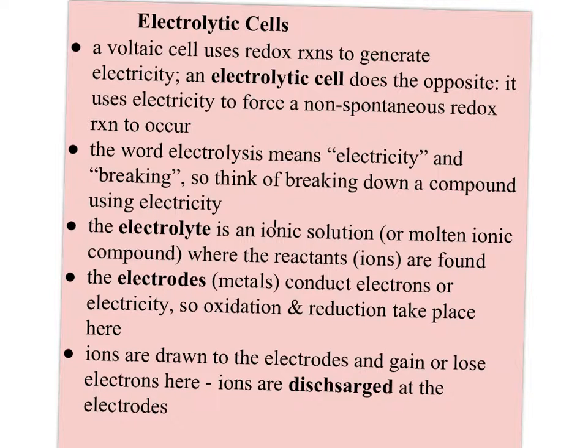The electrodes are the metals that conduct electrons or electricity, and the place where the oxidation and reduction actually take place. So the ions are going to be drawn to the electrodes, and they either gain or lose electrons here. So we say ions are discharged at the electrodes, and by discharge we mean they lose their charge because they either gain the missing electrons or they give up the extra electrons.